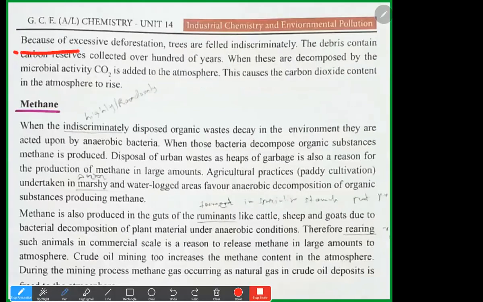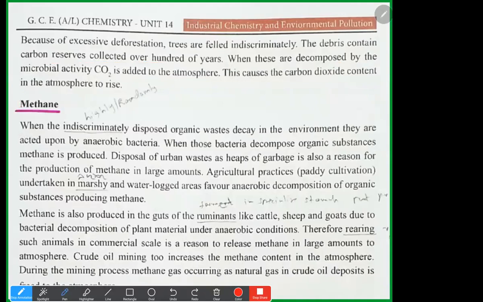Because of excessive deforestation, the forest land area is decreasing. Trees are felled indiscriminately. The debris contains carbon reserves collected over hundreds of years. When these are decomposed by microbial activities, carbon dioxide is added to the atmosphere. This causes the carbon dioxide content in the atmosphere to rise.